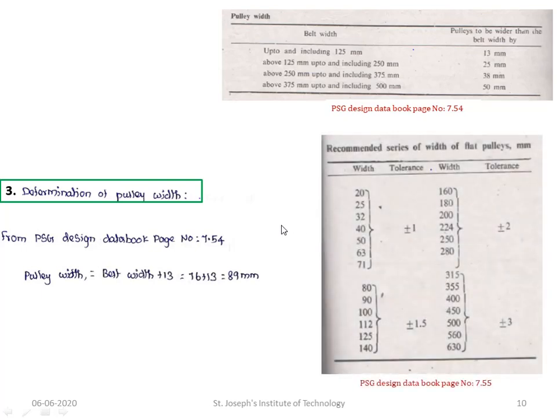Next I need to standardize the pulley width. For that I go to data book page number 7.55. In that I check whether this value or its nearby value is available. The value is 89; 80 is available, 90 is available. So I am taking 90. My standard pulley width is 90 millimeter.